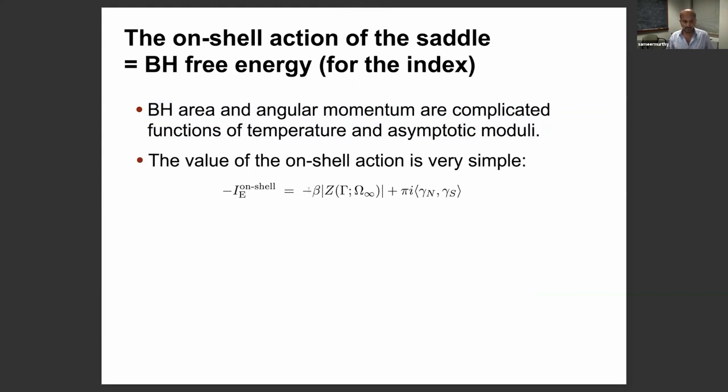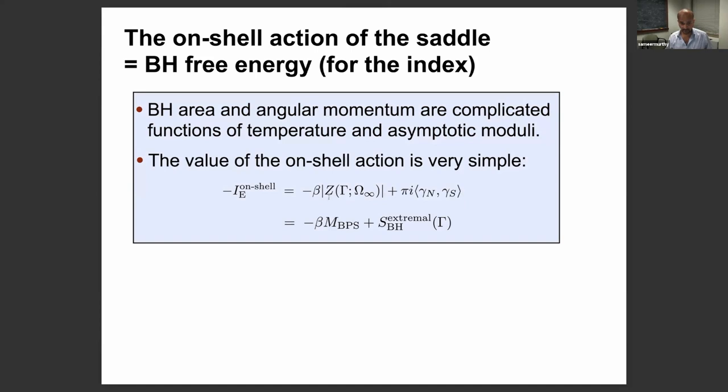But the value of the on-shell action is very simple. It's equal to a total derivative term, and there's one term at infinity, which is equal to beta times the absolute value of z at infinity, and another term at the tip, which is exactly pi I times the inner product between gamma and gamma s. And from what we said, that's just beta times the BPS energy plus the extremal black hole entropy. So the on-shell action knows about the extremal entropy.